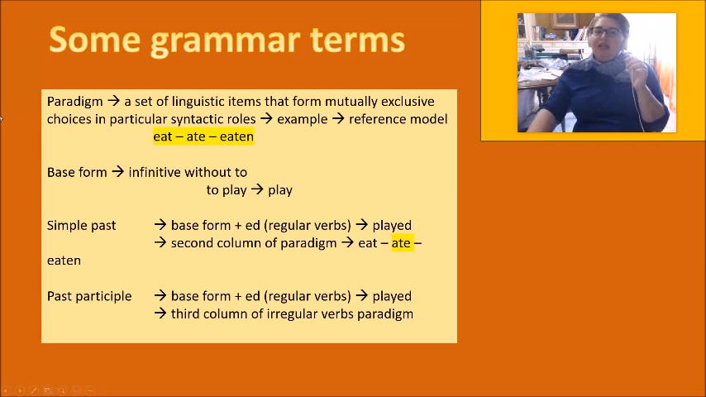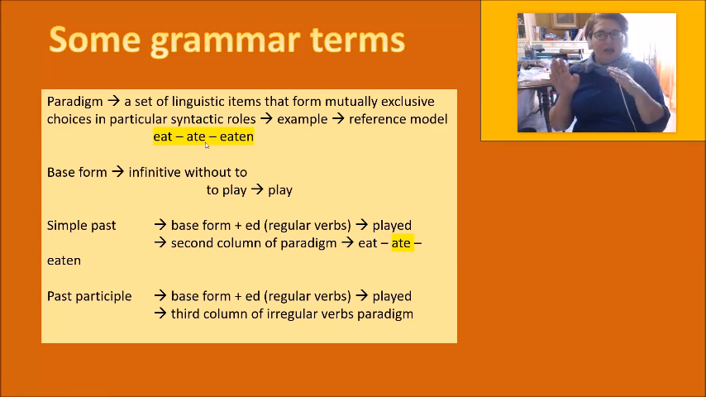So if in a certain sentence I need to use eat, it's impossible that I could also use ate. They are mutually exclusive.